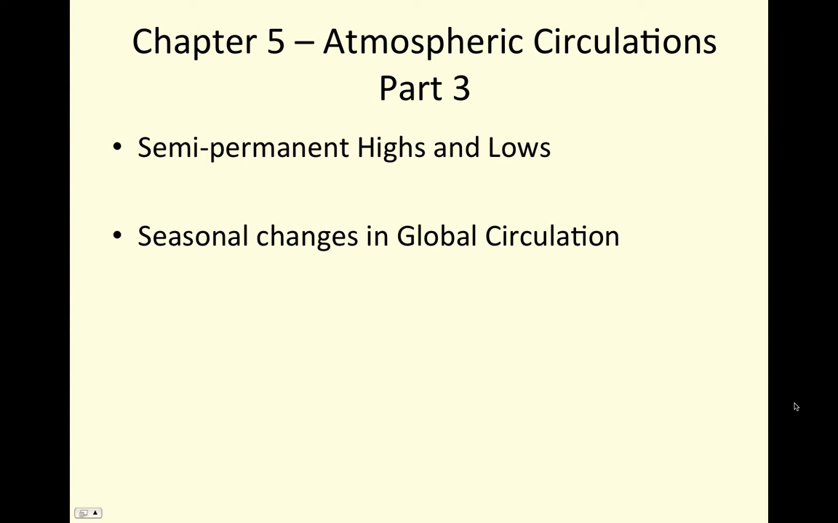Chapter 5, Atmospheric Circulations, Part 3. Here we'll look at semi-permanent highs and lows, or highs and lows that are created thermally, also the seasonal changes in global circulation, including monsoons.